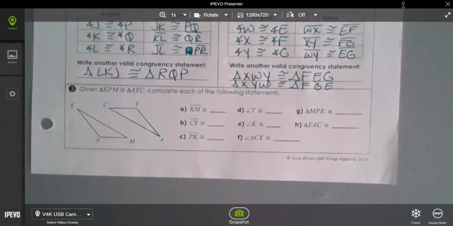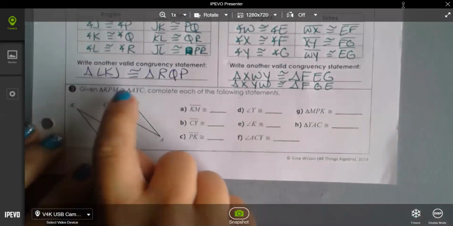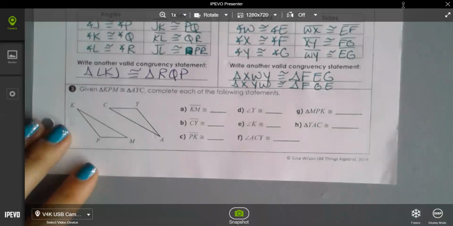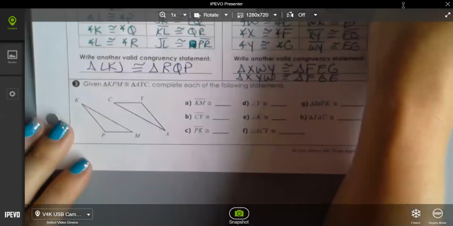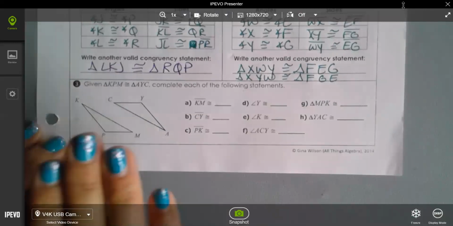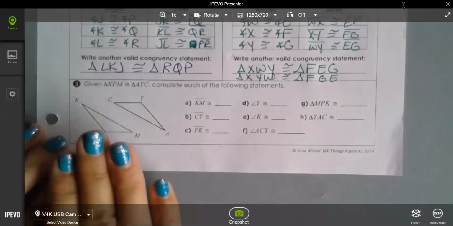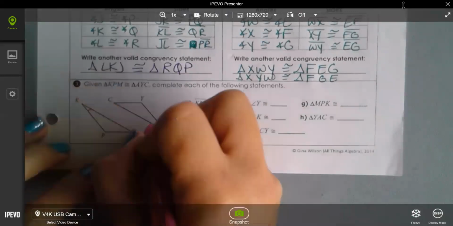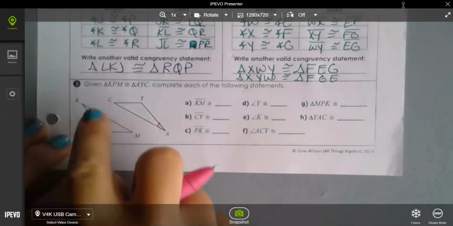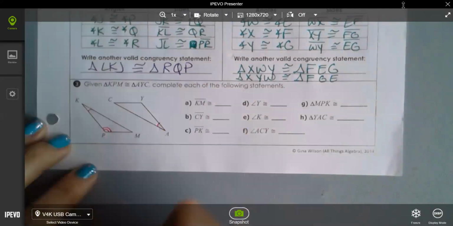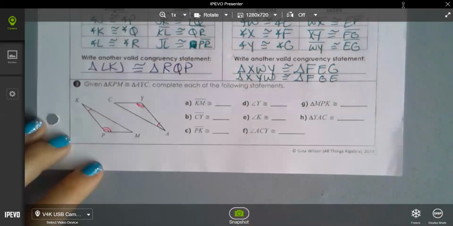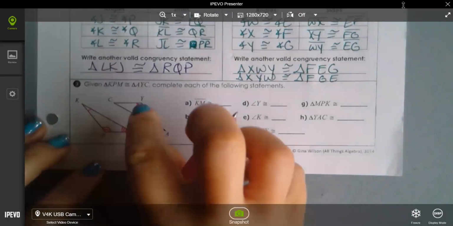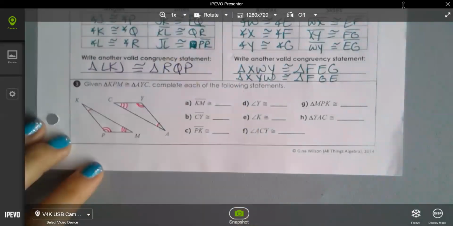All right, number 3 says, given that triangle KPM is congruent to triangle AYC, complete each of the following statements. So anytime they give me a congruency statement like this, I like to label my diagram. It's going to be very important for you in geometry to make sure that you are labeling your diagram. So K is going to go with A. So I'm going to mark that with 1 arc. Next letter P. So I'm going to mark that with 2. Goes with Y. And then M is going to get 3, 1, 2, 3 arcs, and C is going to get 1, 2, 3 arcs.